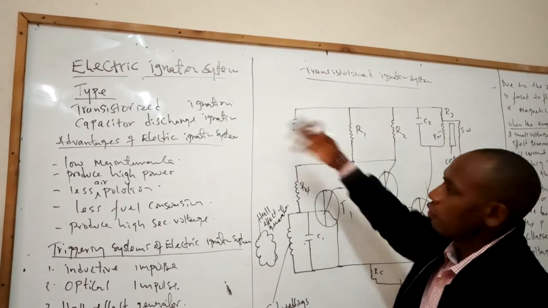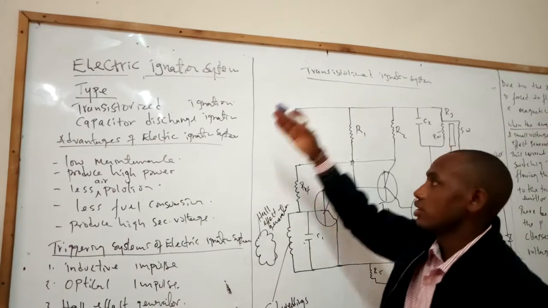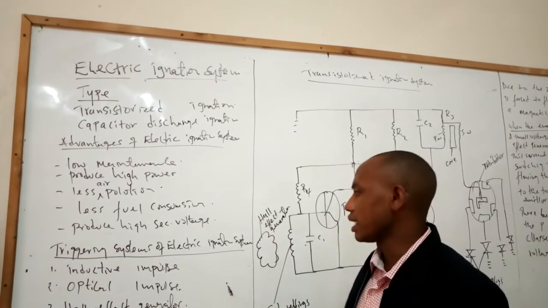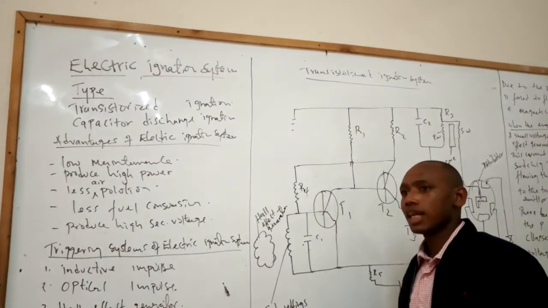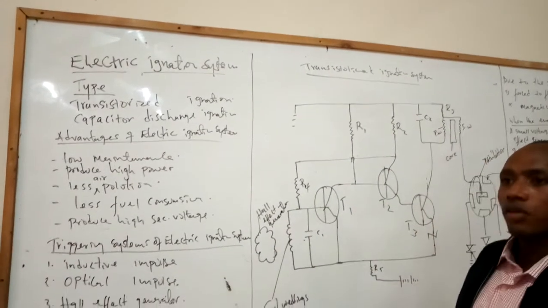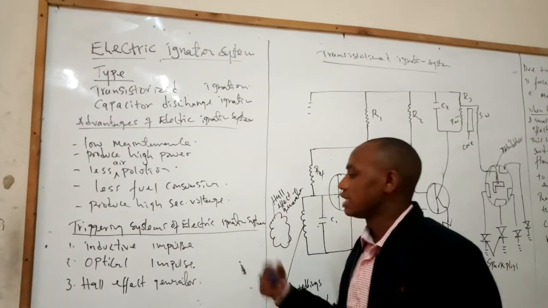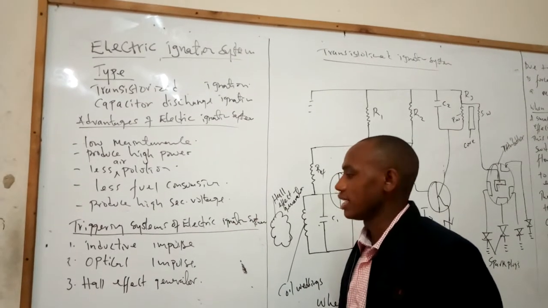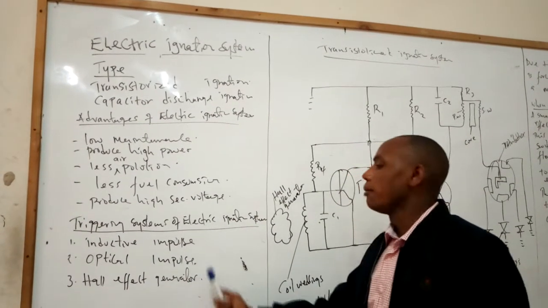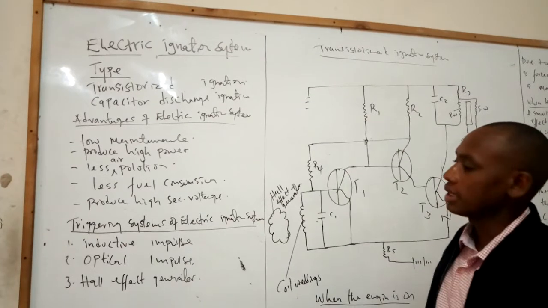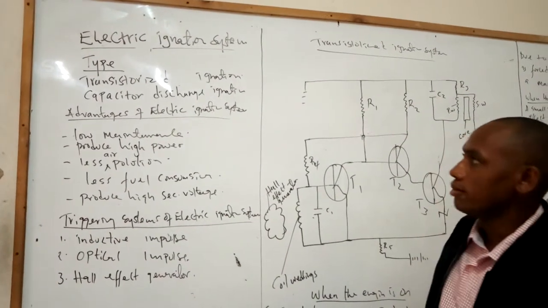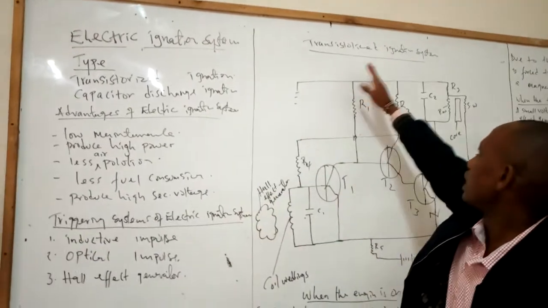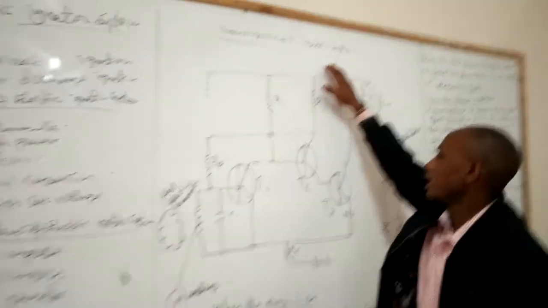Now, as we move to the electric ignition system, we have what we call triggering system. We have three triggering systems. One, we have the Hall effect generator. We have the optical impulse, and lastly we have inductive impulse. Now, to start with, let us look at the transistorized ignition system.